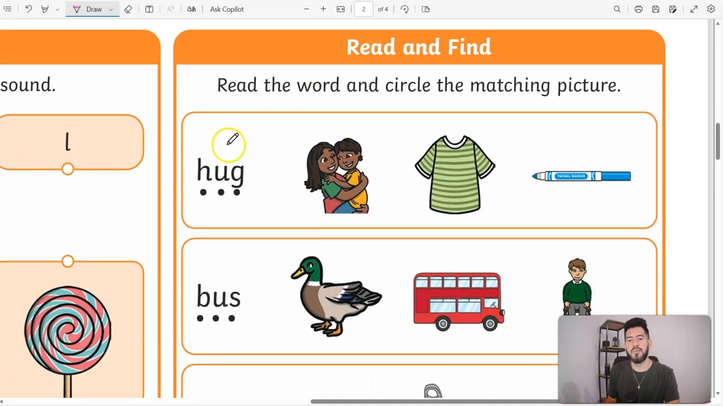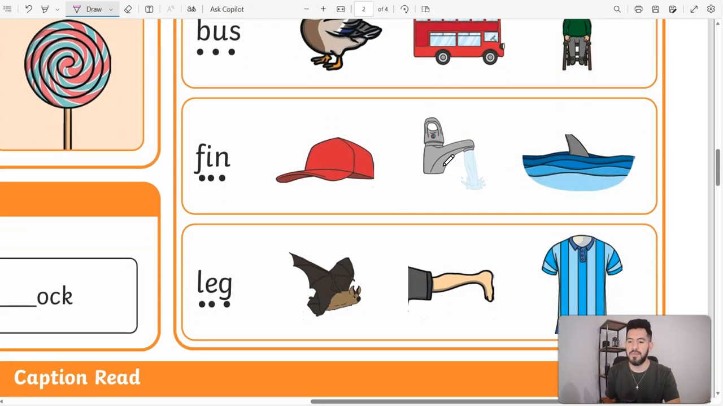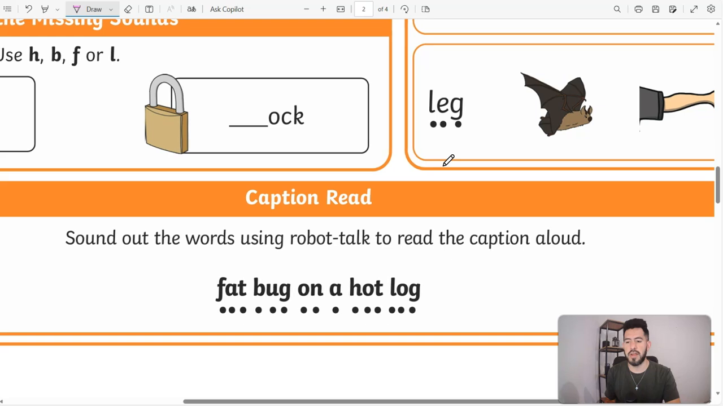and again, read the word and circle the matching picture. You see what we said before? A hug. This is a top or a t-shirt, a marker or a pen. So which one is the hug? Read the words and circle the correct option.